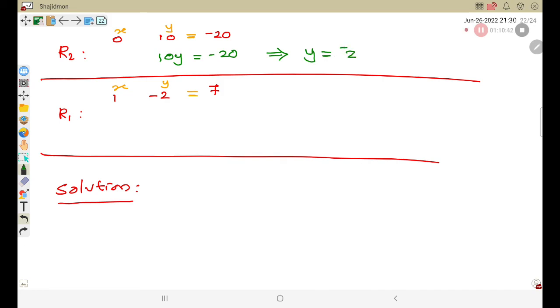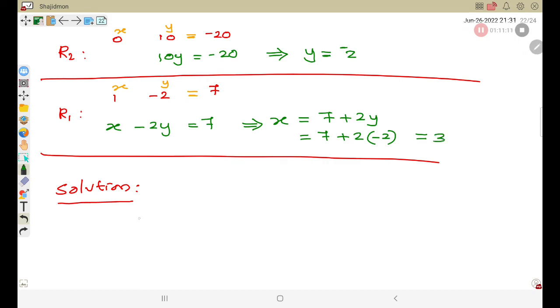So y equals minus 2. Now here 1 multiply x, x minus 2 multiply y equal to 7. So x equals 7 plus 2 times y. So 7 plus 2 times y, with y minus 2, is 7 minus 4. Correct? 7 minus 4, so we will get the number 3. So what are the solutions? X equal to 3 and y equals minus 2. So this is the solution for the linear system.